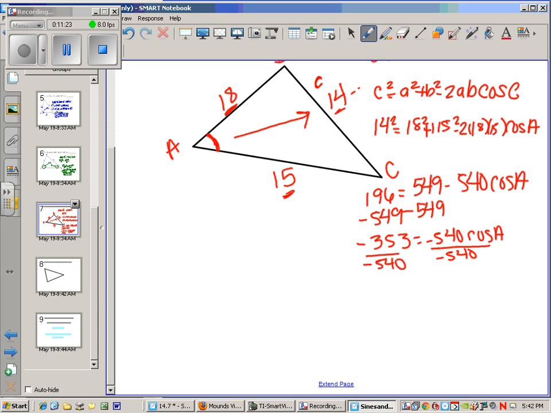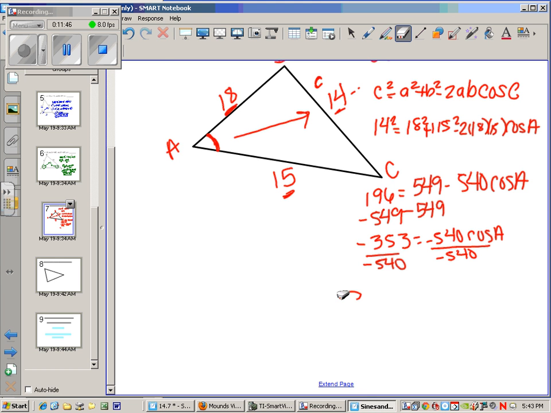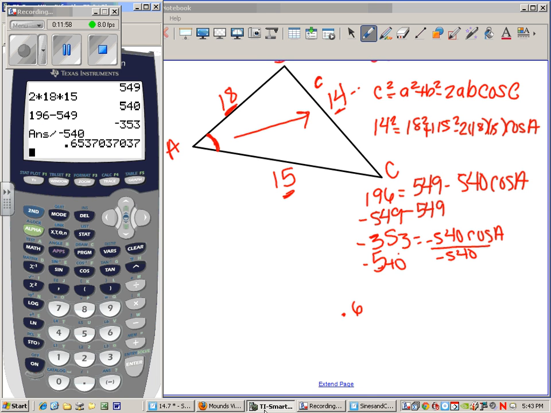I'm going to go to my calculator and calculate negative 353. So 196 minus, just make sure I calculated, yep, 353 divided by negative 540. And I get 0.6537. Oopsie. That's 353, that's 540. 0.6, what was it again? 0.6537.